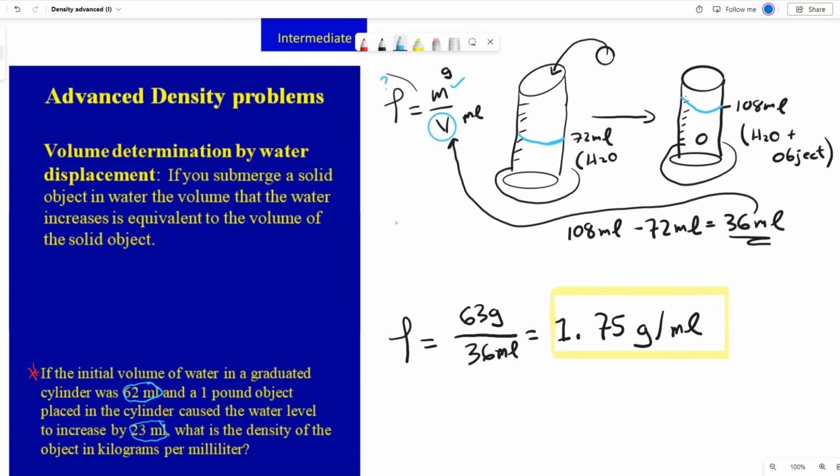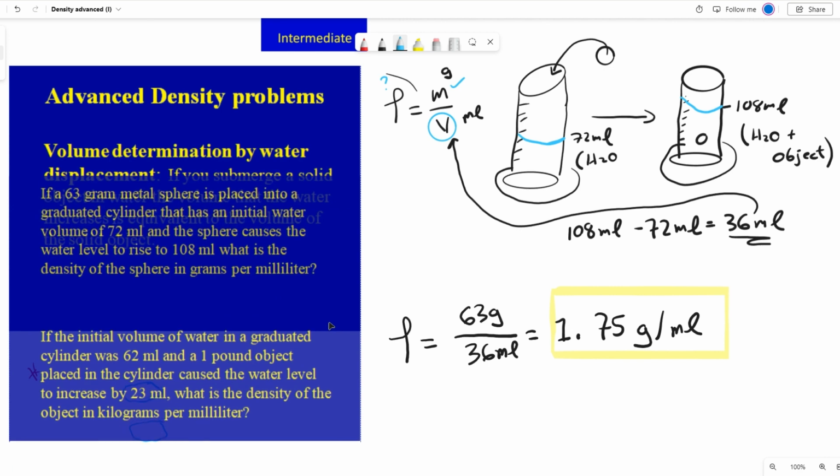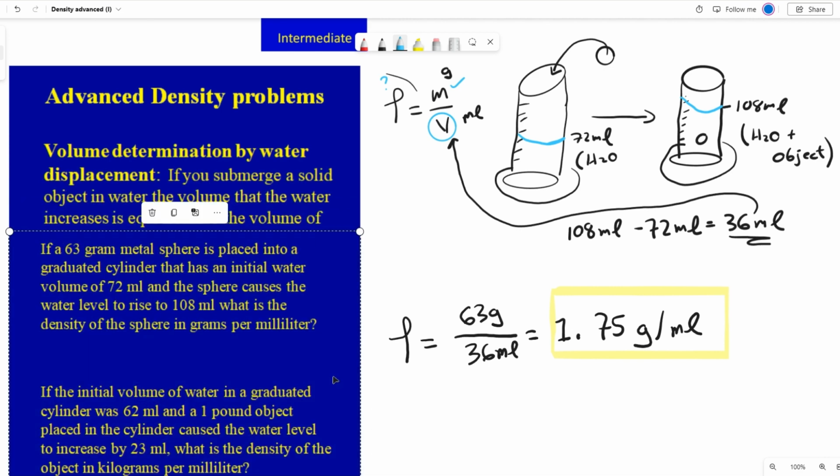In the first problem, we were given, I'll bring it back up here again, the initial volume of 72 milliliters. But instead of saying it increased by a certain amount, it told us what the new final volume was. So you have to be very careful in these problems to see, is it giving you the initial volume of the graduated cylinder and then the final volume of the graduated cylinder after an object was added?